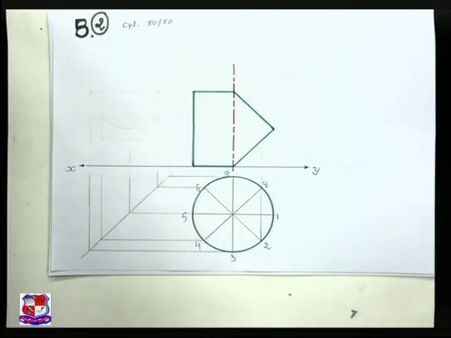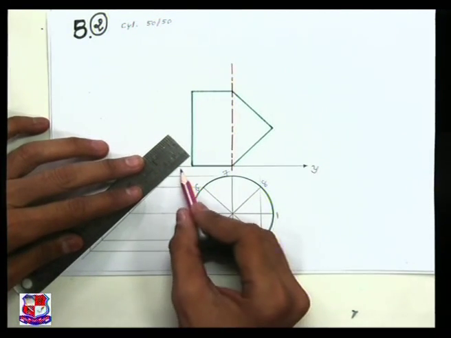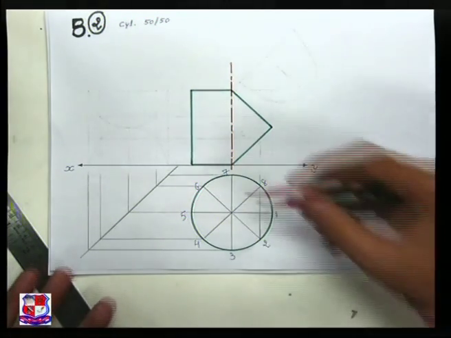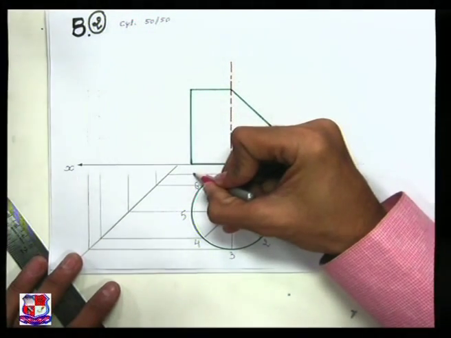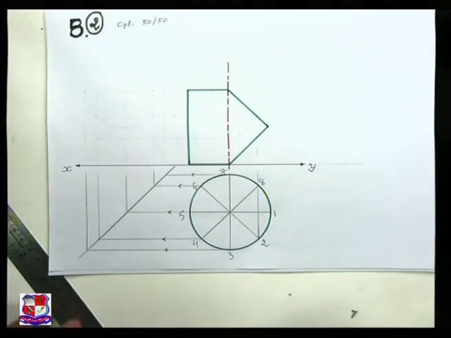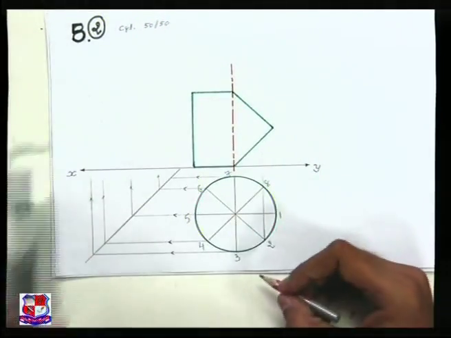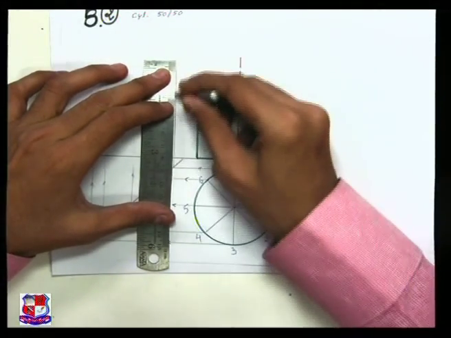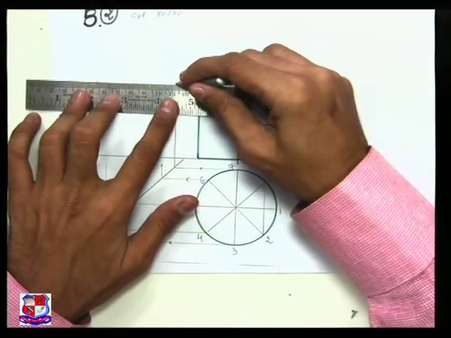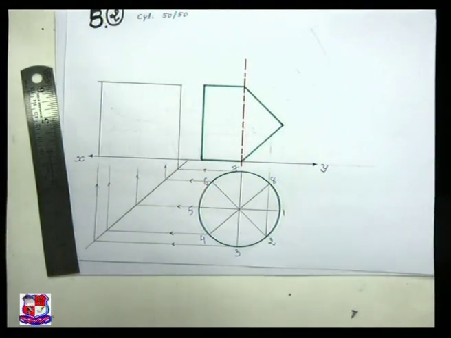Now take projections from this top view. Draw here the miter line, as we know how to draw the miter line: a line at an angle of 45 degrees to any side of the top view. From here draw projection lines like this from point number 1, 2, 3, 4, 5 and 6, and when it cuts the miter line, from that draw vertical lines, and here you can draw the side view of this cylinder like this, and from here horizontal lines like this. So this view represents the side view of this given cylinder.